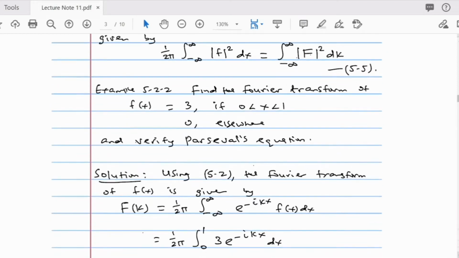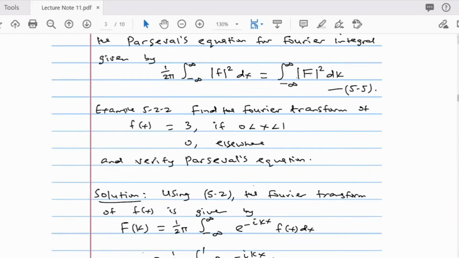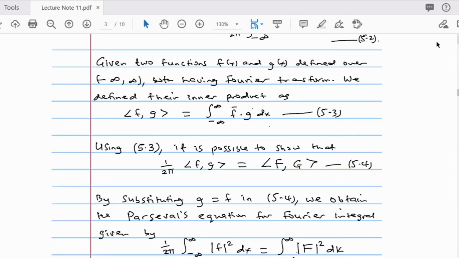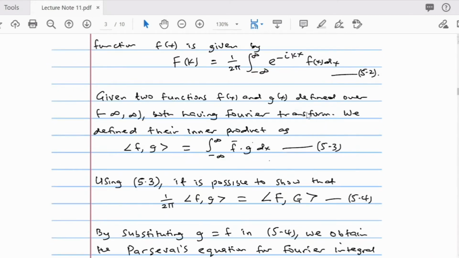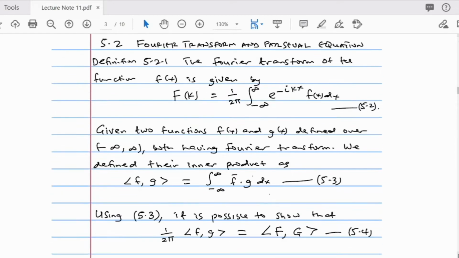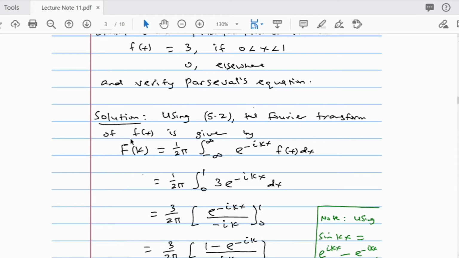Now, look at my 5.4. I told you, 5.4, 5.3, 5.2, that the Fourier transform of small f of x is given by 5.2. If we want to find the Fourier transform of f of x, it is given by this 5.2. So to find the Fourier transform of f of x, we are going to use our 5.2. So using 5.2, the Fourier transform of f of x is given by this. This is the Fourier transform.